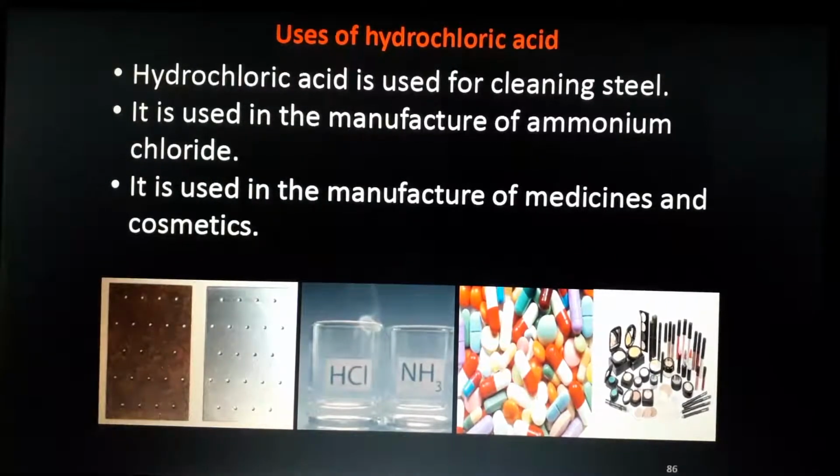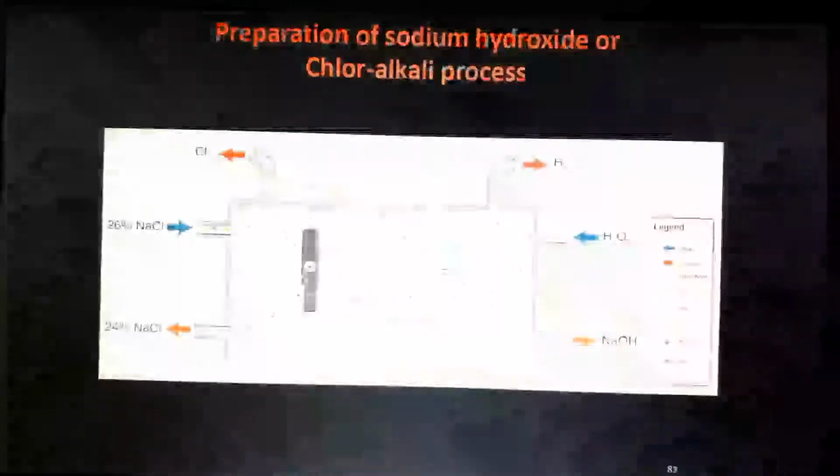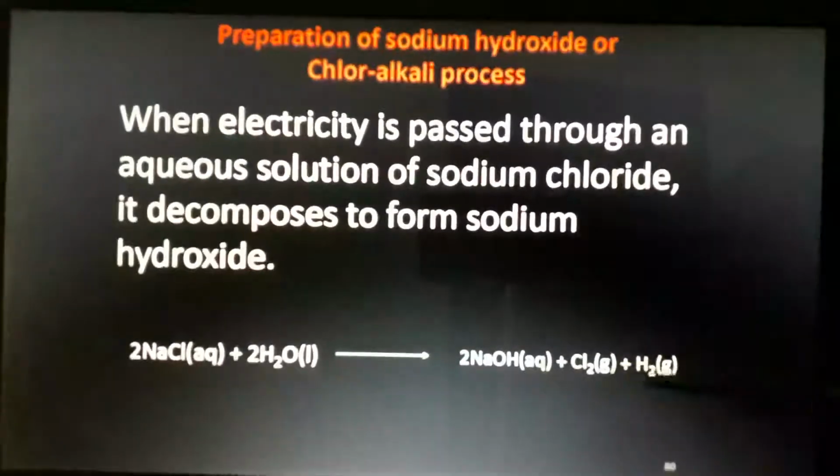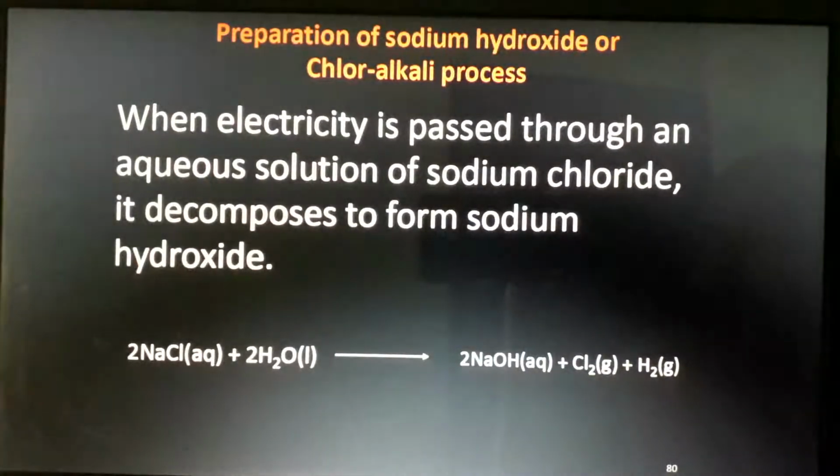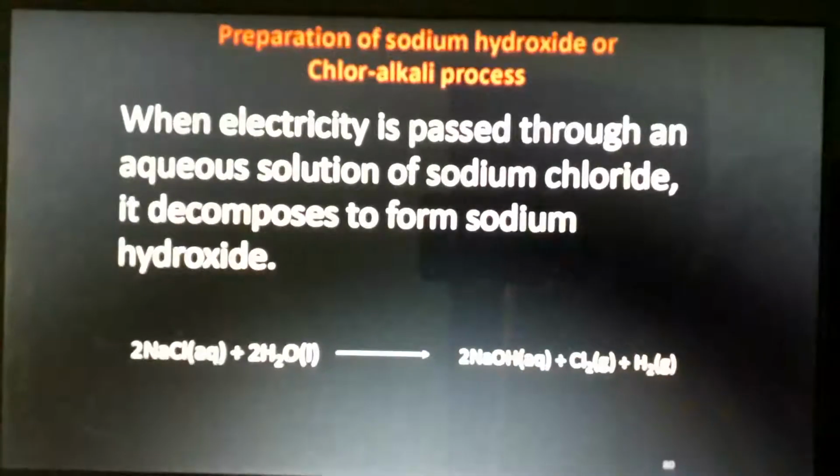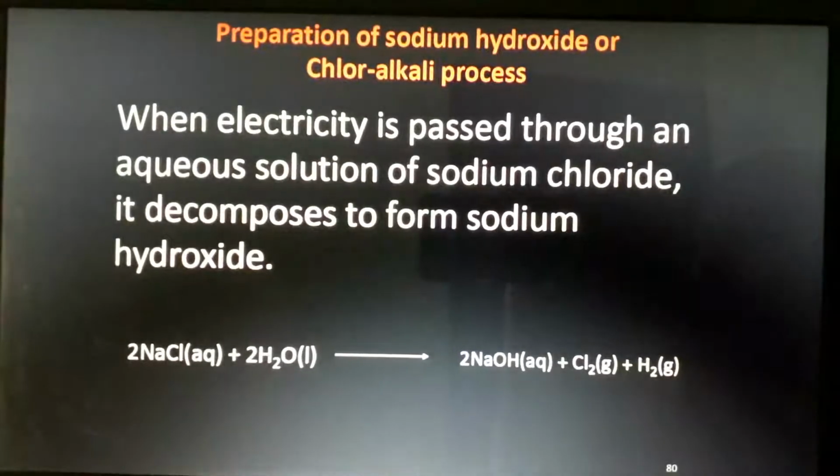See, just see that equation. How many things are we getting? Hydrogen and chlorine, if we mix, we will get hydrogen chloride, or hydrochloric acid. See, simple salt and water gives us what all things? Sodium hydroxide, chlorine gas, hydrogen gas, and from that we can make hydrochloric acid.